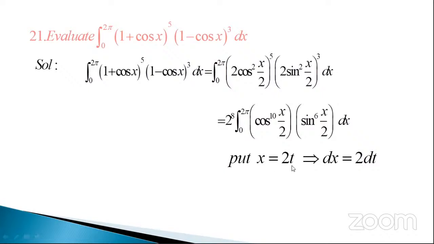x = 2t. What happens? dx = 2 dt. Then the limits change automatically. Here the upper limit is 2π, so t equals π. The lower limit is 0; 2 into 0 means 0. Am I clear? x = 2π, the 2 gets cancelled, t = π. Lower limit x = 0 means automatically t = 0.